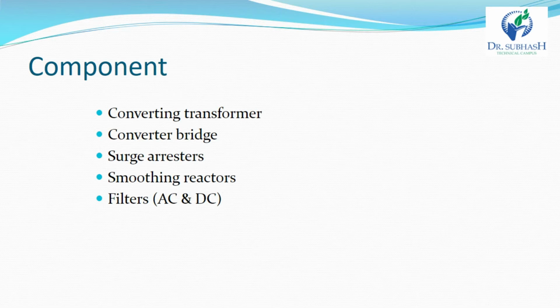Now the different components of the HVDC system. An HVDC system has a number of components, mainly the converter transformer, converter bridge, surge arrestor, smoothing reactor and filter.